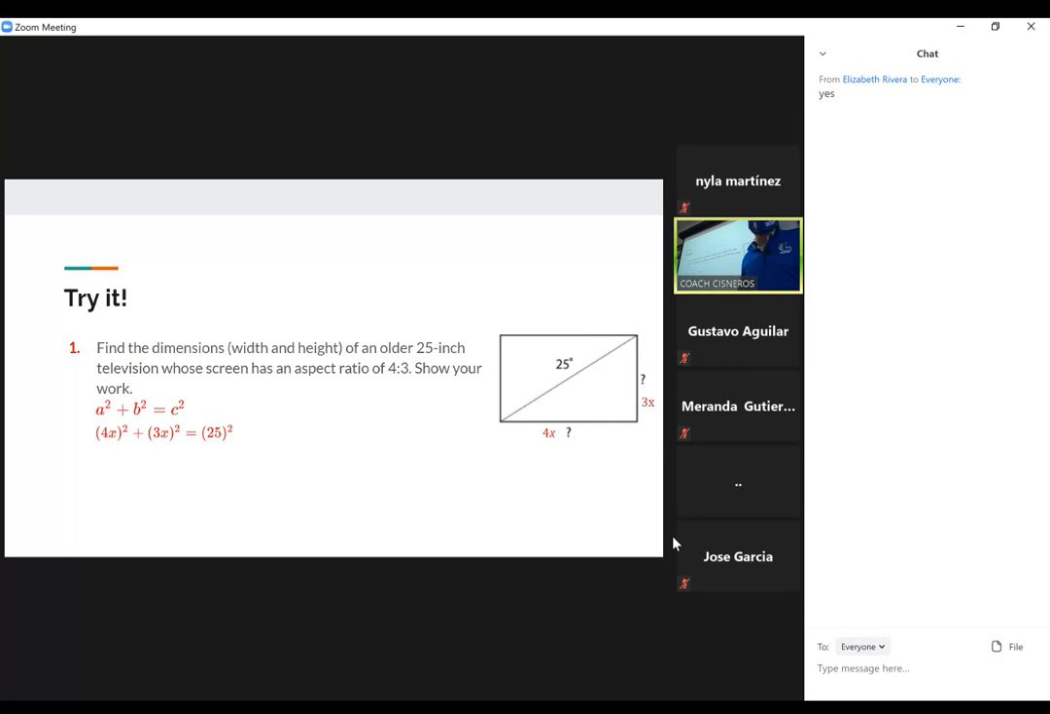You might need your cell phone calculator out right now, especially if you don't know some of these in your head. But first step, let's start simplifying. What's 4 squared? 16. And it'll be 16x squared. What's 3 squared?